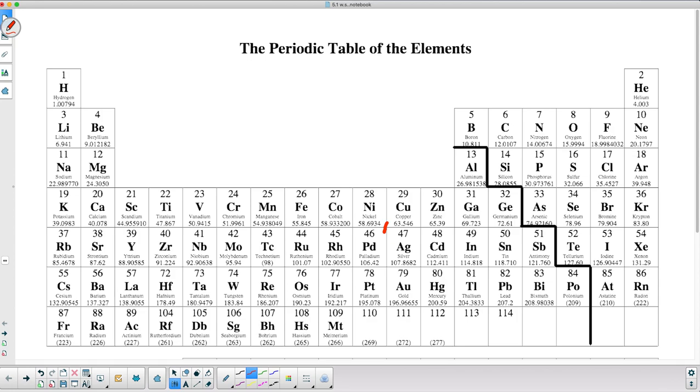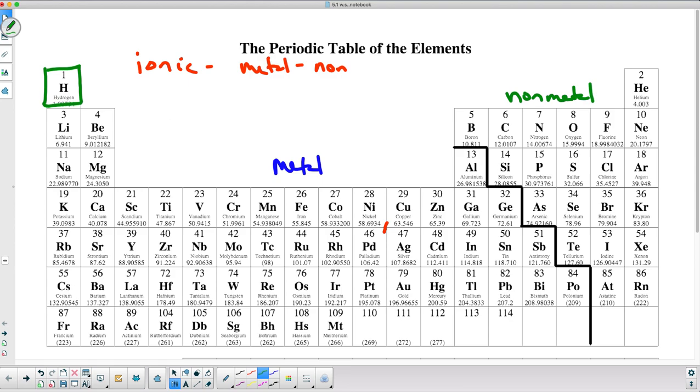So here's the deal. We have 3 different types of bonds. The one that he talks about first is called ionic. The ionic bond is between a metal and a non-metal. Now, what's a metal and what's a non-metal? You guys know from before that we have metals here, non-metals here. That includes also hydrogen. So hydrogen would be considered a non-metal.